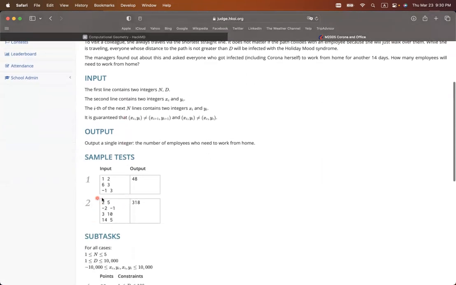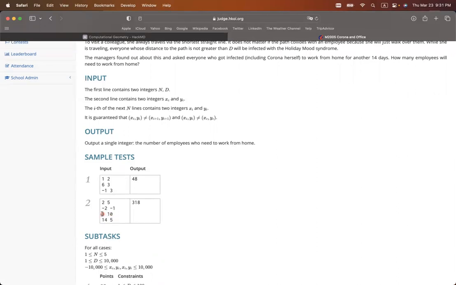So if you look at its sample input, the first row is N and D, okay? N is the number of visits she will have to make, and we'll come back to D in a second. The second row would be her starting coordinates. In this case, she will start at -2 and -1, followed by n more rows, each row representing the coordinates of one of those n coworkers that she will be visiting.